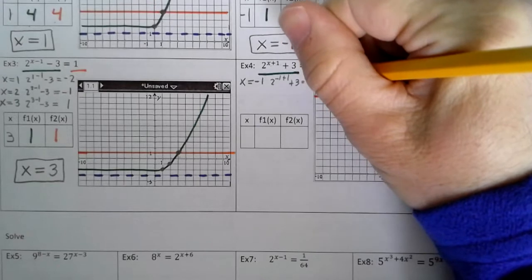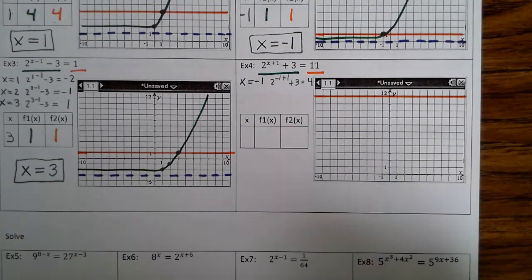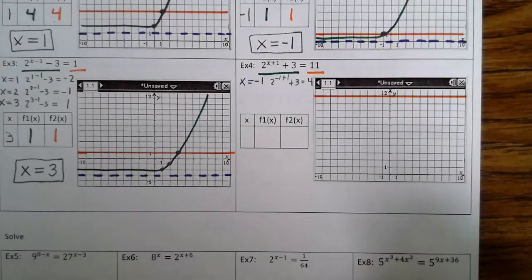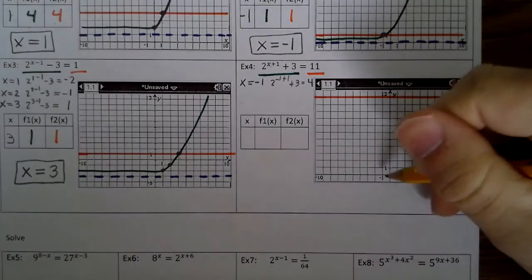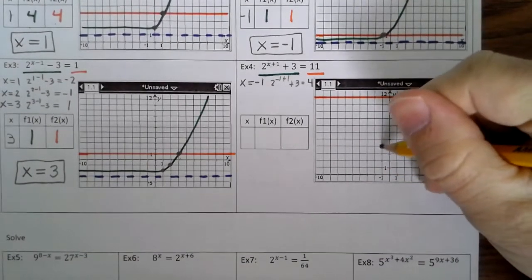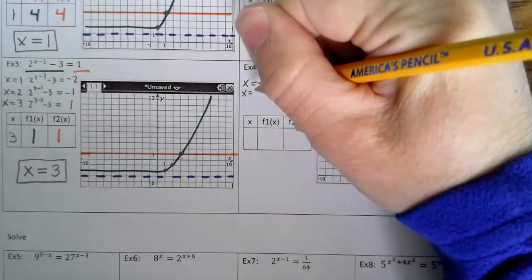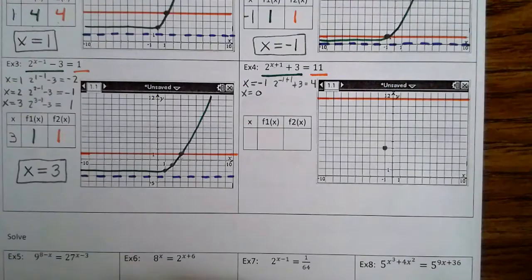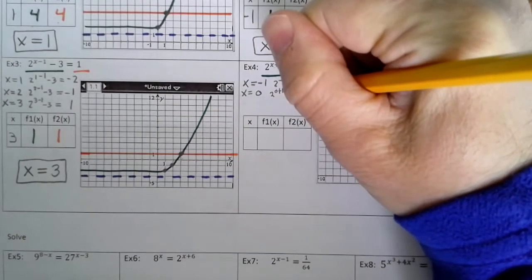And I take it back. Yep, no, that's right. X equals negative 1 is 4. So negative 1, 1, 2, 3, 4. Now, x equals 0. So 2 to the 0 plus 1 plus 3. That's 2 to the first power. 2 plus 3 is 5, so your next point is 0, 5.